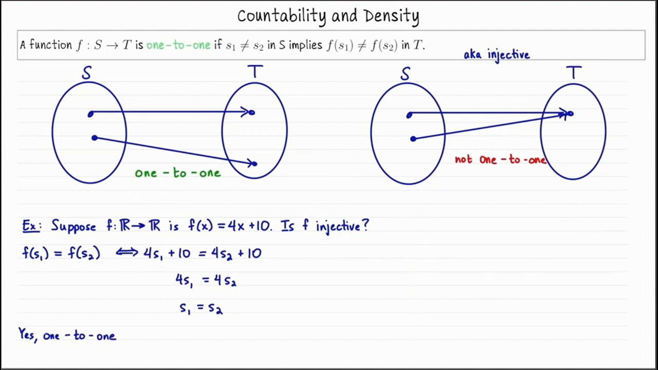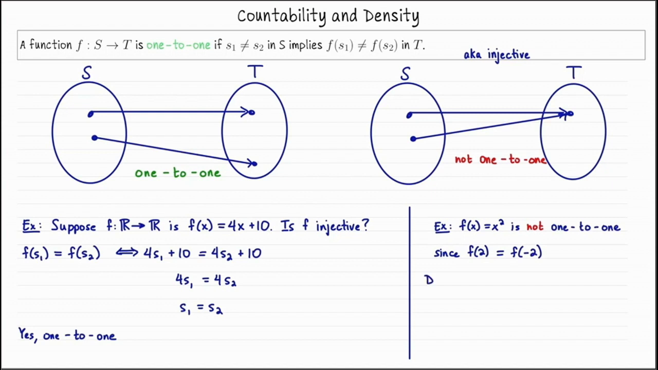On the other hand, let's look at a different example. The function f(x) = x squared is not one-to-one, since, say, f(2) = 4, but f(-2) is also 4. In other words, distinct inputs are giving you the same output.